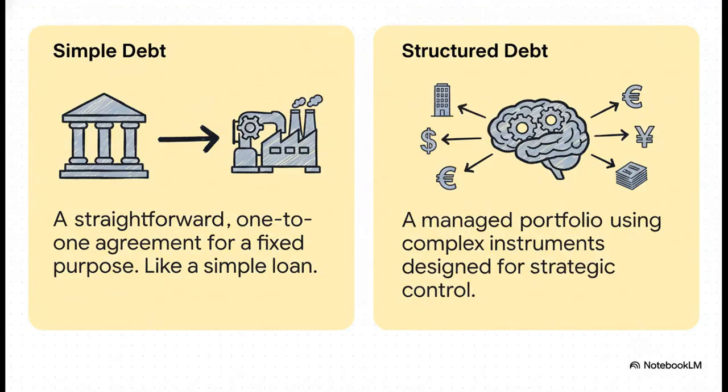This comparison here makes the difference crystal clear. Simple debt, it's a straightforward loan. It's a one-to-one agreement for a fixed purpose. Structured debt, on the other hand, is about managing an entire portfolio. It uses complex instruments, not simple agreements, and its whole purpose, its reason for being, isn't just to get cash. It's to achieve strategic control. As future business leaders, being able to tell the difference is absolutely paramount.